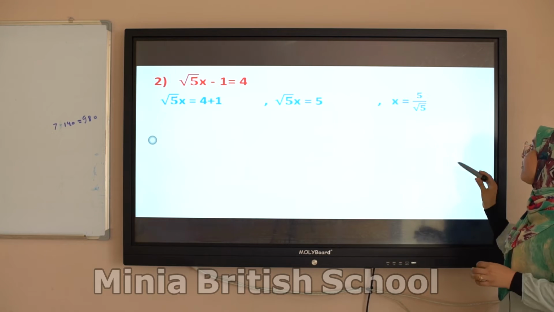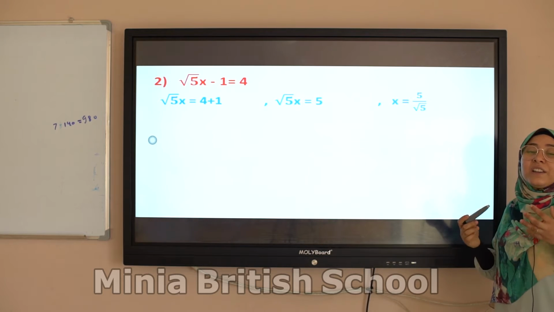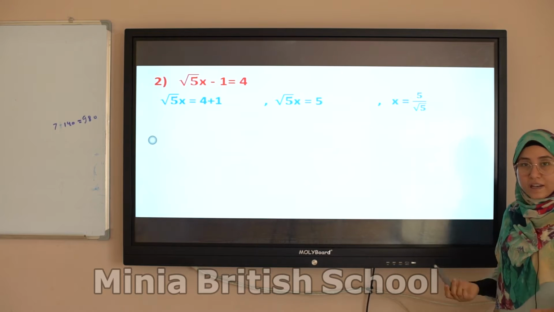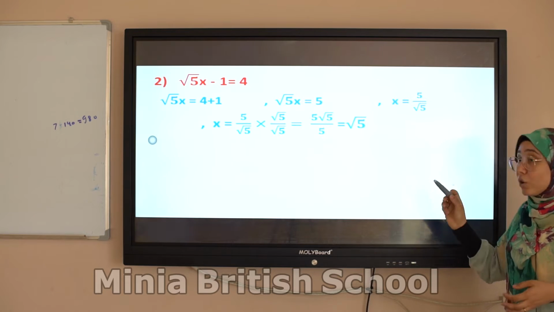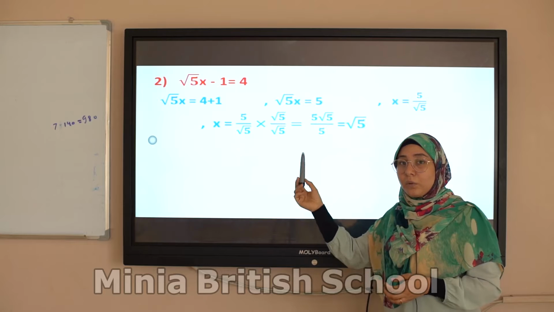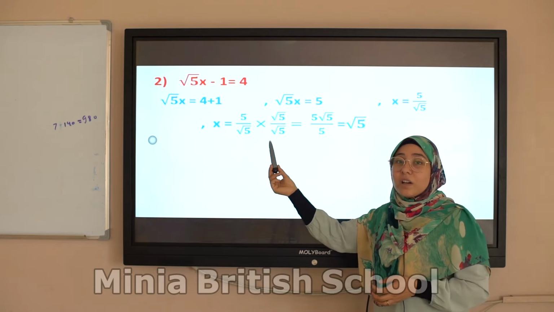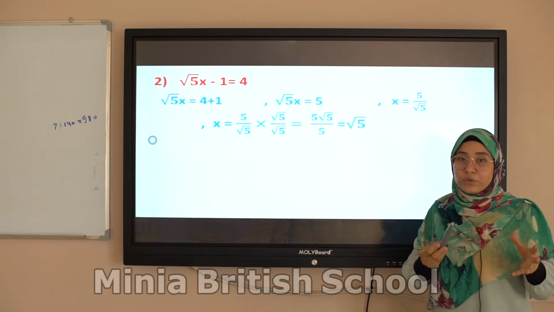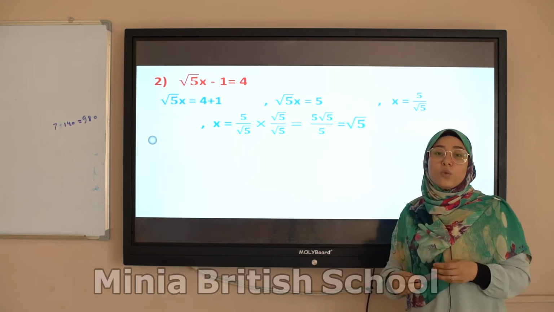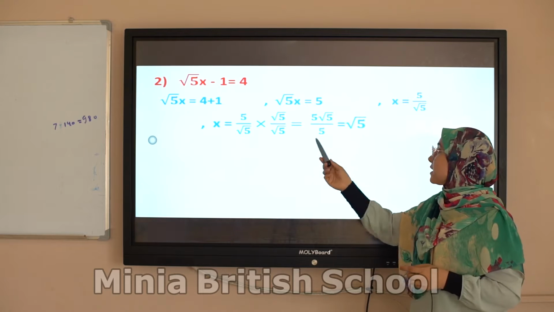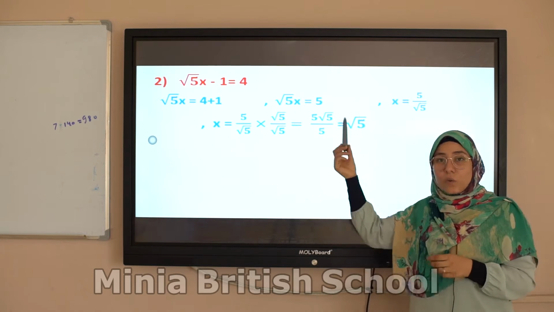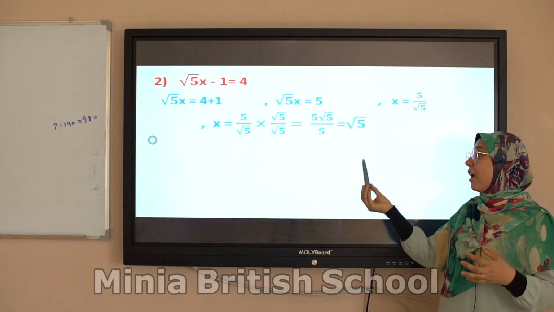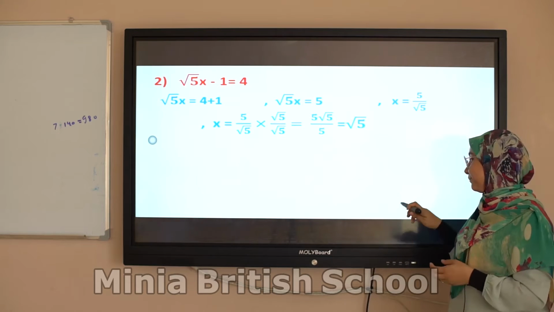Now I have root 5 in the denominator and I need to make the denominator a whole number. So I will multiply by root 5 up and down, okay? I will multiply 5 over root 5 by root 5 up and down. So 5 times root 5 equals 5 root 5, and root 5 times root 5 equals 5, okay? You can simplify it. We get x equals root 5. Now I need to represent root 5 on the number line, okay?